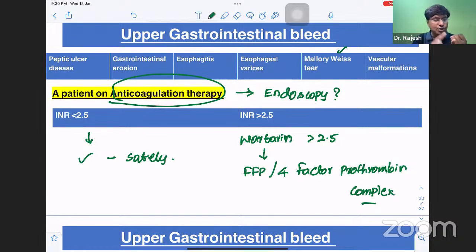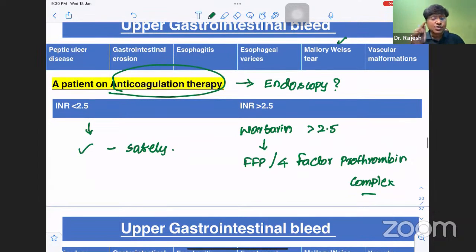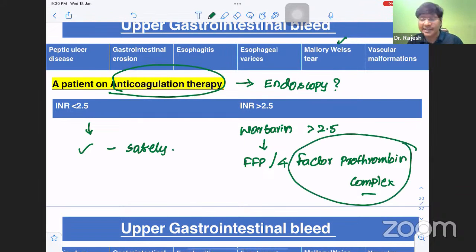You can do endoscopy, first option. Second option, give fresh frozen plasma. Third option, 4-factor prothrombin concentrate. Fourth option, don't do anything, send the patient to home. What will you do now? Okay, so please remember, this is a very, very important point again. You have to prefer, very good Varun Kashyap, you have to give 4-factor prothrombin concentrate.